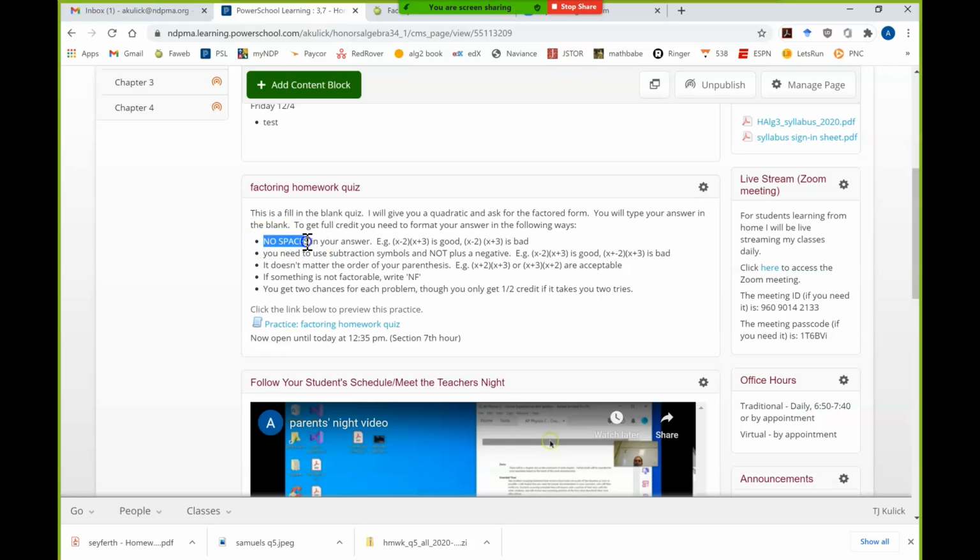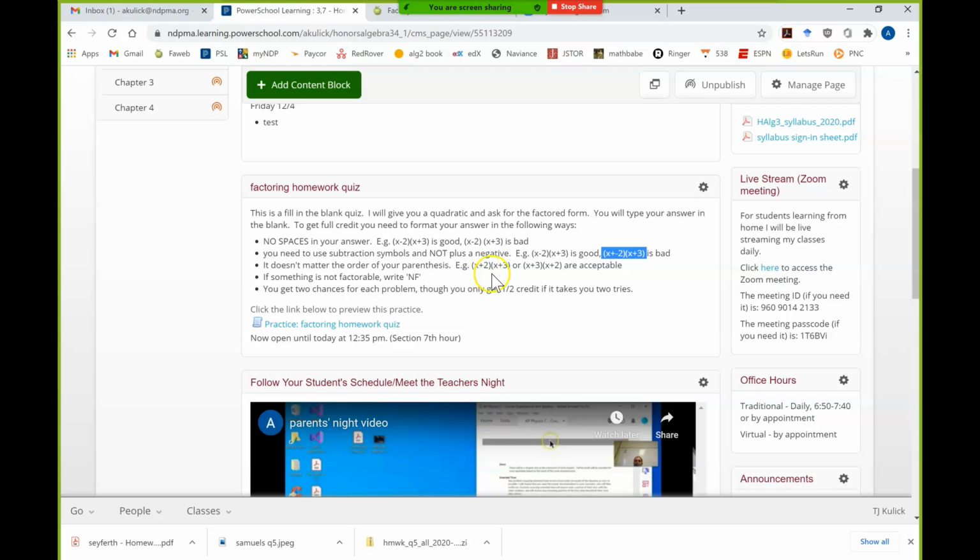The first thing is you can't have any spaces in your answer. So this answer, x minus 2 times x plus 3, will be counted as correct. But this answer, x minus 2 with a space and then x plus 3, would be counted as incorrect. Additionally, you have to use a subtraction symbol rather than plus and negative. Again, x minus 2 times x plus 3 is correct, but if you wrote x plus a negative 2 and then x plus 3, it would mark that as incorrect.